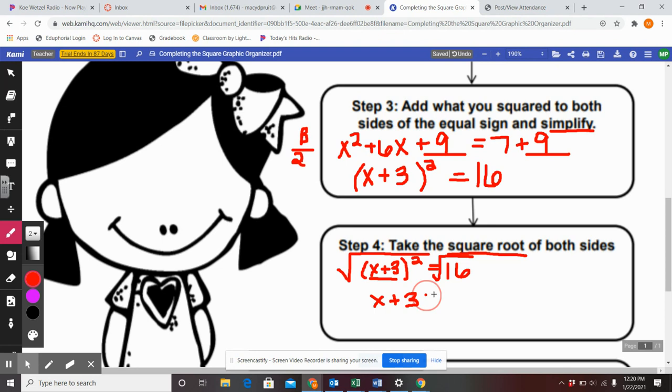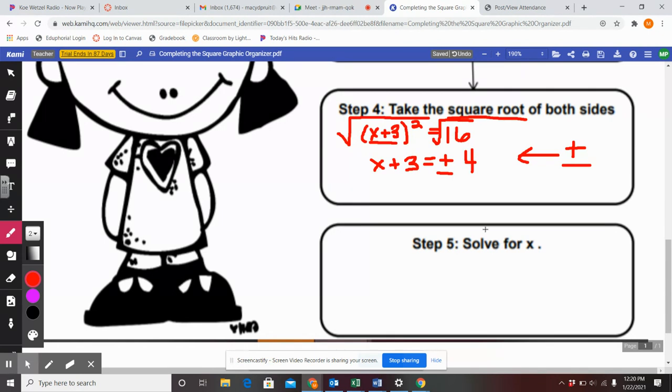Here's the thing. You want to insert a plus or minus, because you know how we have been finding two answers? So this is going to be plus or minus 4. So the square root of 16 is 4, 4 times 4. So when it says solve for x, we have to take this, set it up to a positive 4. Take this, set it up to a negative 4. So it's x plus 3 equals positive 4. X plus 3 equals negative 4.